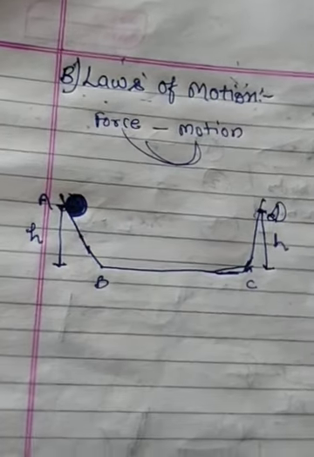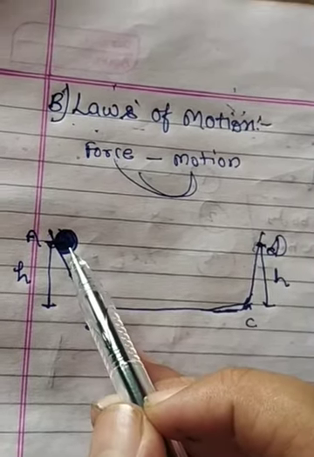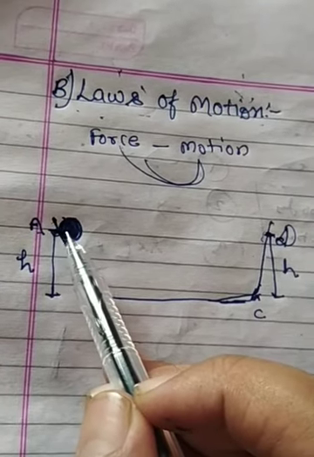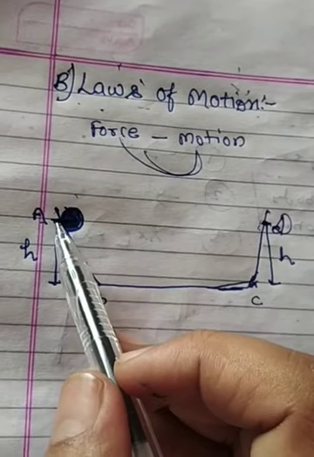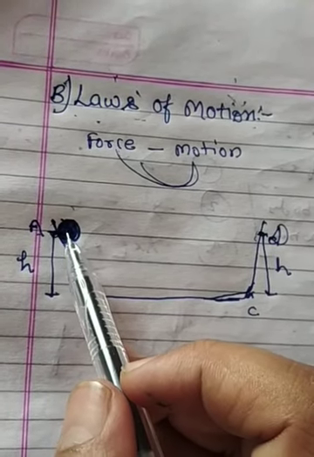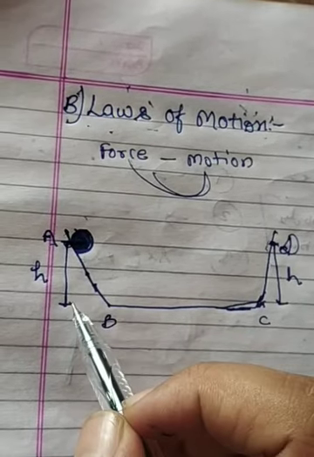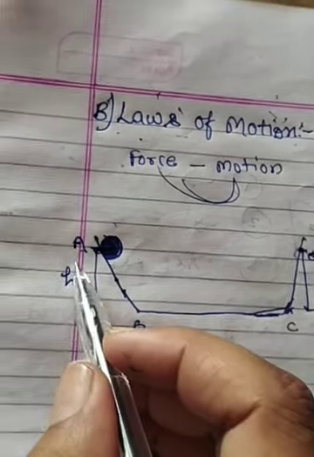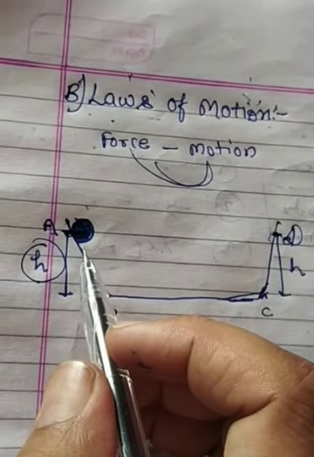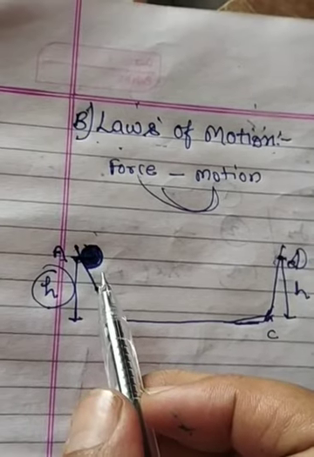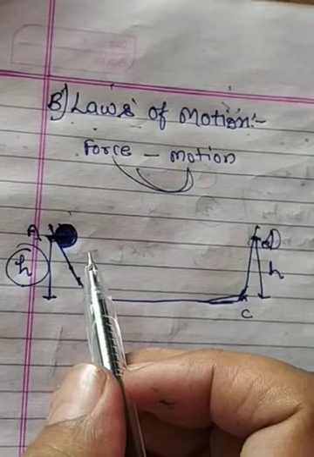We are performing a simple experiment: release the ball, made of glass, from point A. What will happen? Point A is at a certain height, H, from the ground. We will observe that it rolls down the inclined plane.